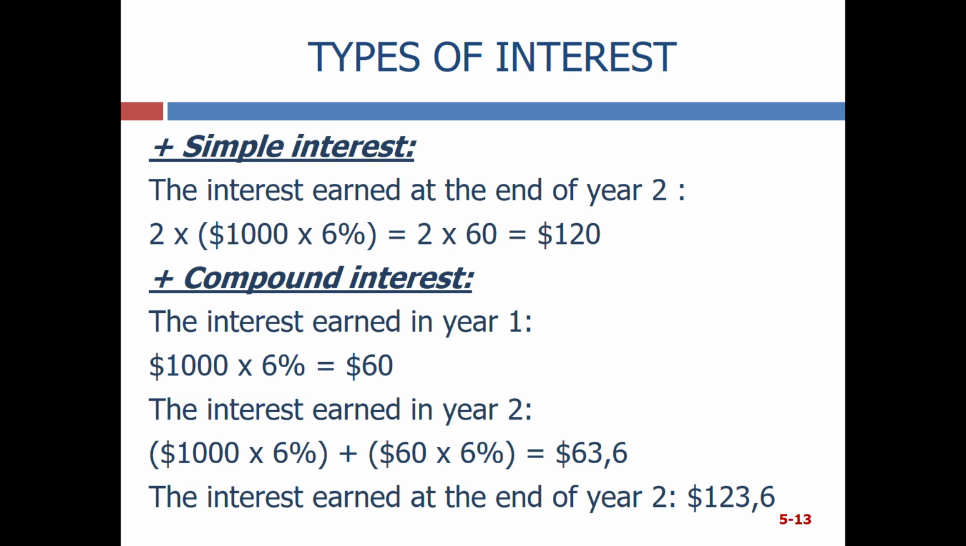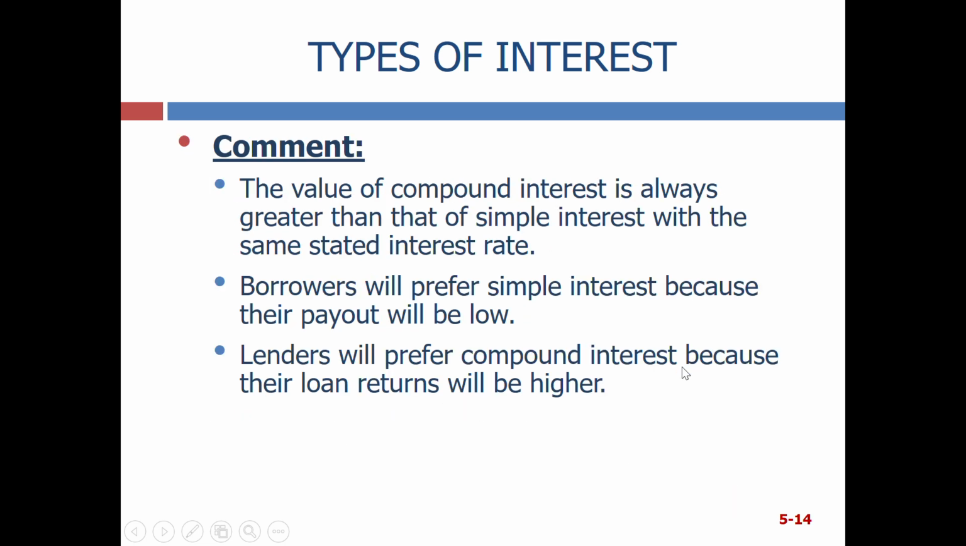With compound interest, the interest we receive each year is different. The interest we receive after the first year is still calculated by multiplying the principal and the interest rate, which is $60. But the interest in the second year will include the interest earned on the $1,000 principal and the interest earned on the $60 interest in the first year, for a total of $63.60 for the second year. So the total interest we receive after 2 years is $123.60.